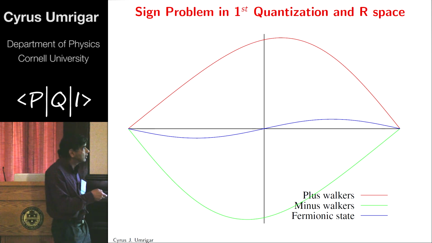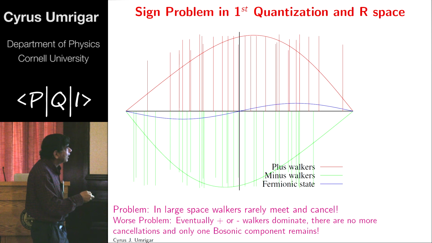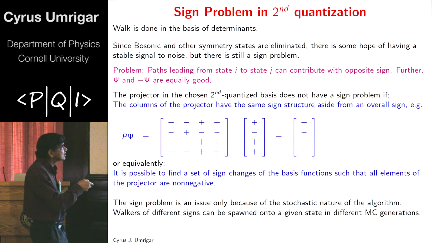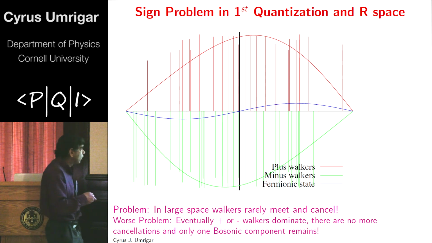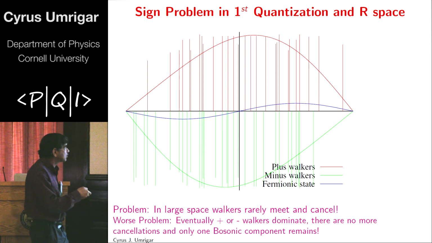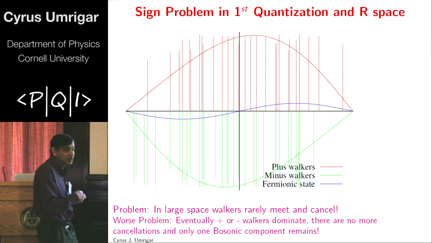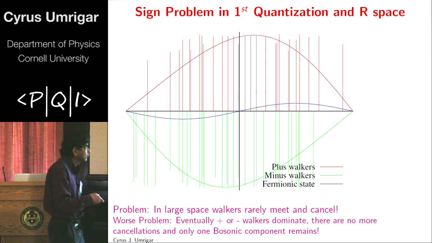The problem that occurs is the following. When you're doing Monte Carlo, you're not doing a deterministic projection. What you have is a set of Monte Carlo samples, and each of these is a delta function, so I cannot cancel them. I cannot take the sum and get this nice smooth curve. Moreover, because of fluctuations, you will eventually end up with just the positive or just the negative walkers. And so you will end up with just the bosonic ground state.